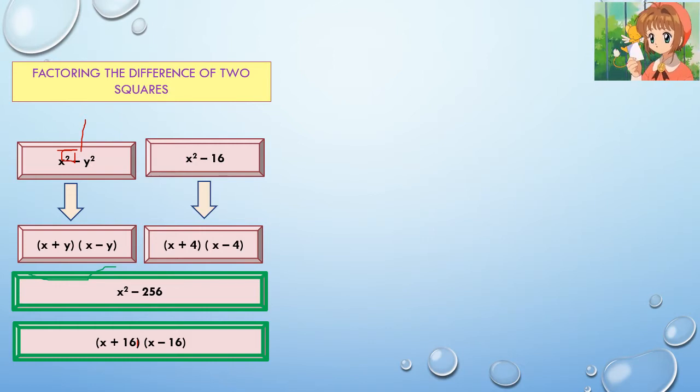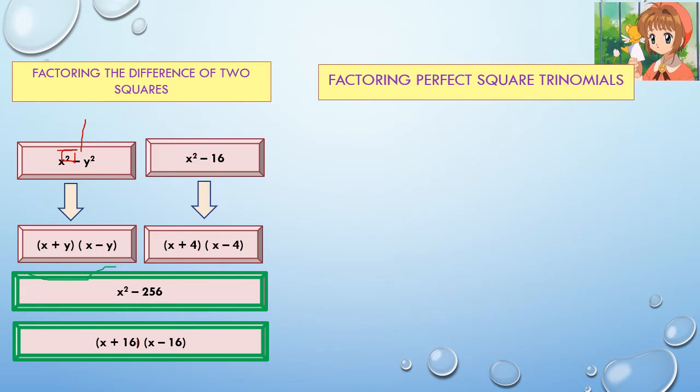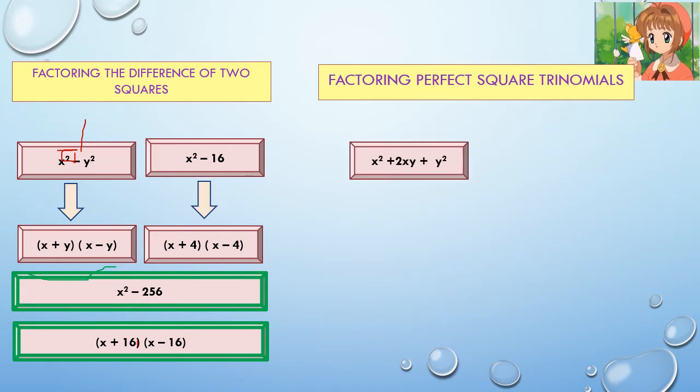So let's have another pattern. The next pattern is factoring perfect square trinomial. If we are given x squared plus 2xy plus y squared, how can you identify that it is a trinomial? Okay guys, that is a trinomial because we have three terms. We have here x squared, here 2xy and y squared. Each term in a polynomial is separated by a plus or a minus sign.